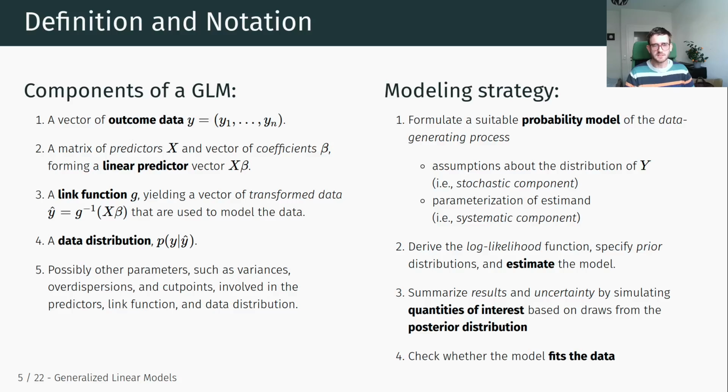Okay, so essentially we now have a general strategy of how to address any type of outcome that we might encounter for our predictive task. All we have to do is come up with a matching data distribution that represents the underlying data generating process and a link function to ultimately transform our linear predictor. Okay.